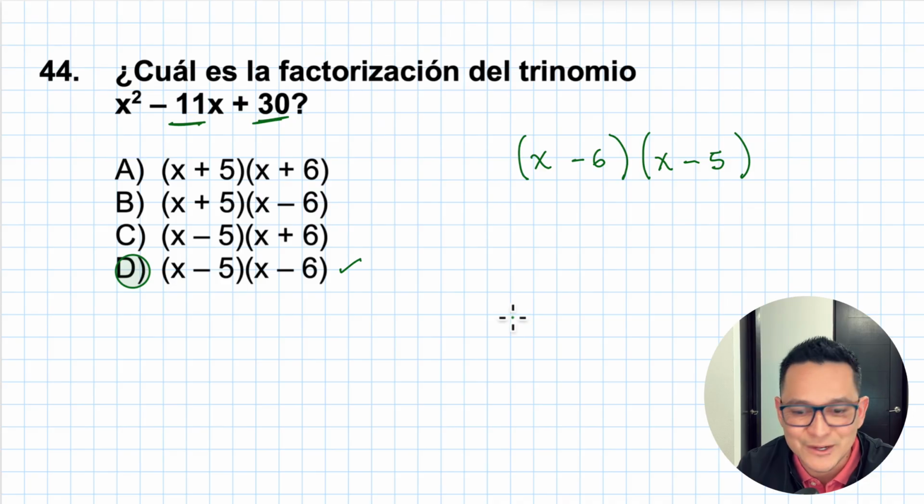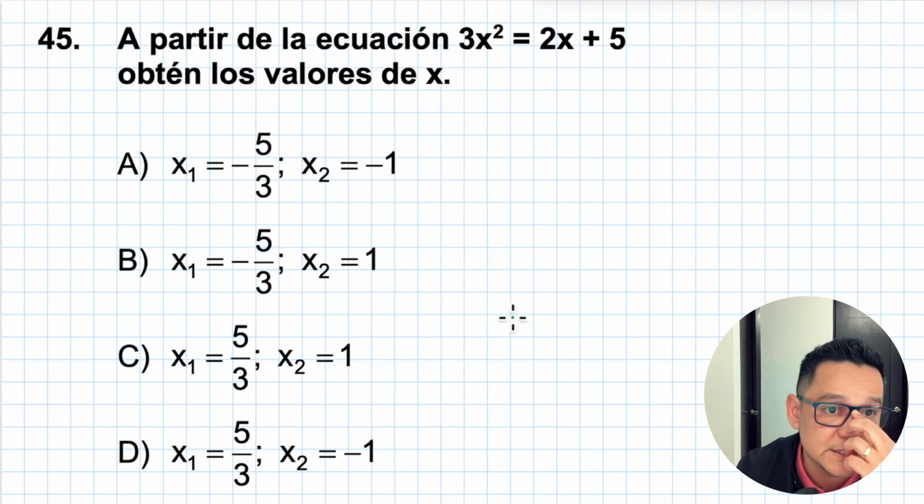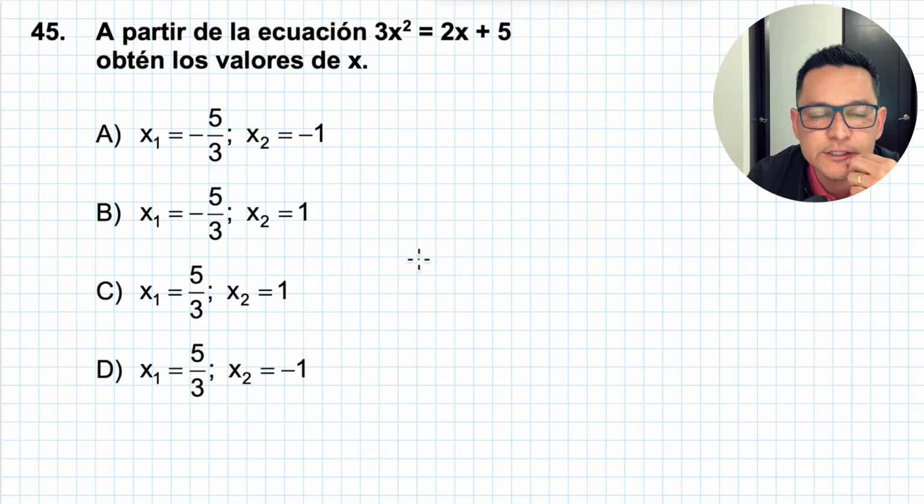All right, let's continue. Let's move on to exercise number 45. It says, starting from the equation 3x squared equals 2x plus 5, find the values of x.